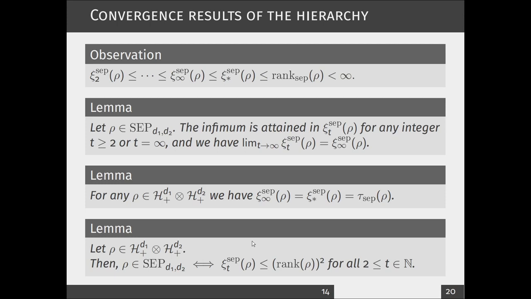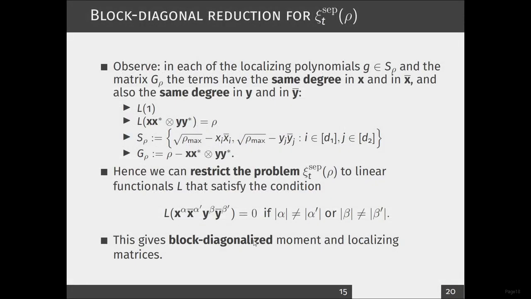But wait, we can do even better. I mentioned something about block diagonal reduction. So our problem of XiT sep, let us observe that each of the four constraints, apart from the Hermitian constraint, always has the same degree in x as in x bar. Similarly, there's always the same degree in y as in y bar. I put them here so you can quickly check for yourself that this is true.